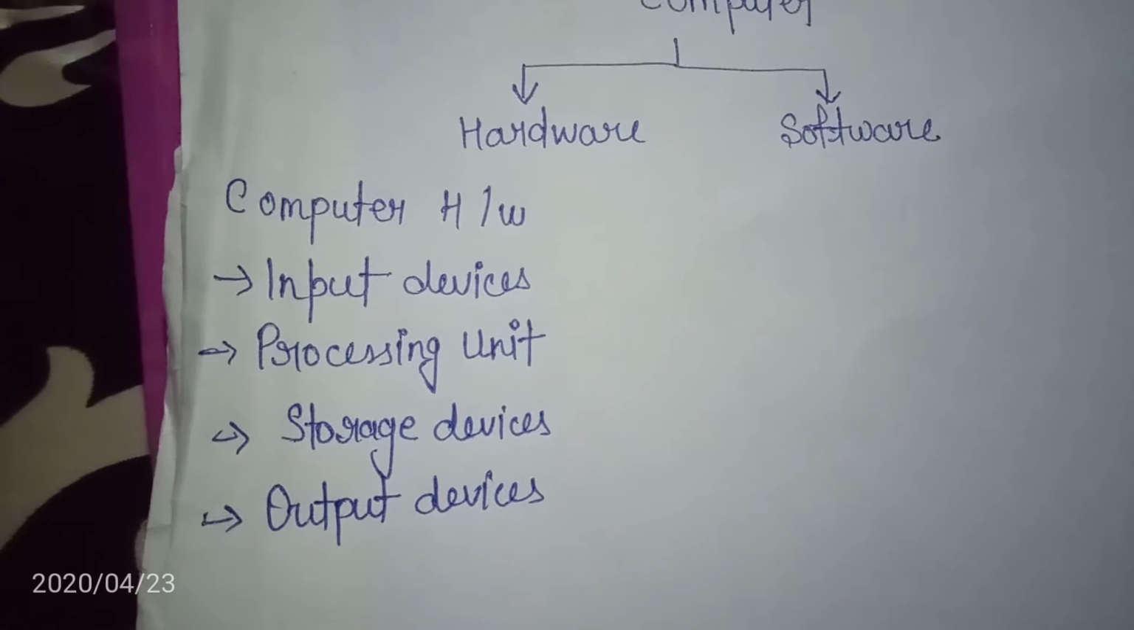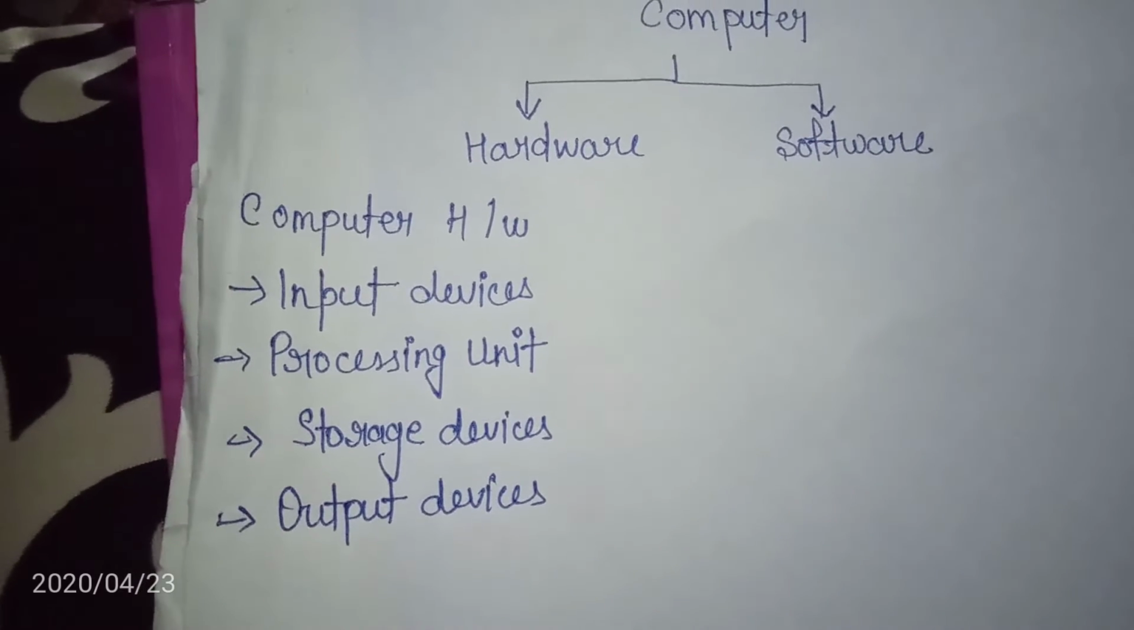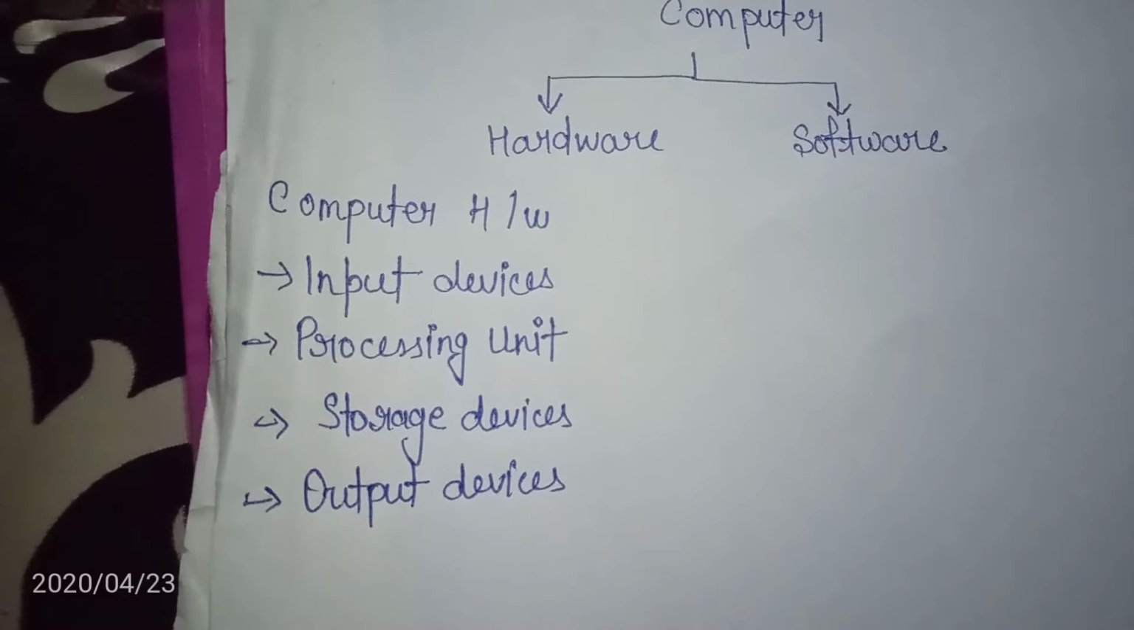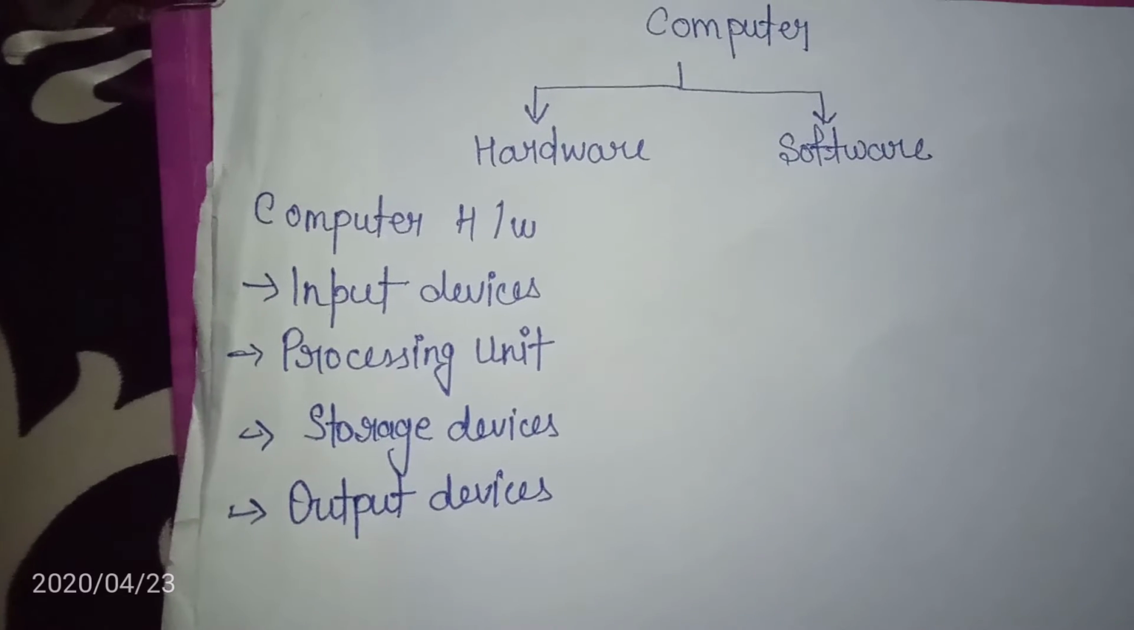Okay. Processing unit: it controls the functions of a computer. CPU and motherboard are examples of processing unit.